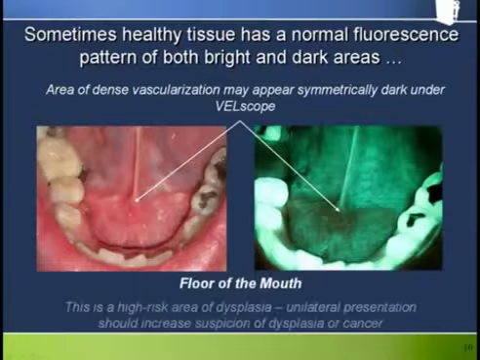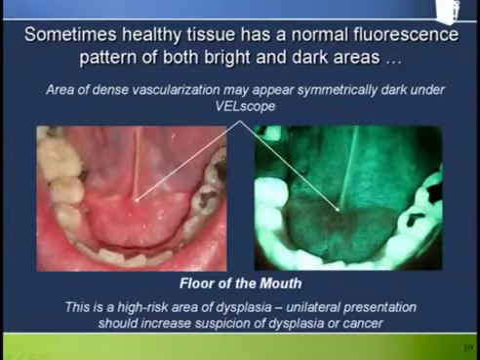This is a VELscope picture of the floor of the mouth and the corresponding area under white light illumination. The ventral surface of the tongue is also partially visible at the back. Again, we see the theme being played out here of blood's role as a strong absorber in fluorescence visualization. The area around the sublingual gland can be well vascularized, and is particularly so in this example, showing up as a symmetrically dark area under VELscope.